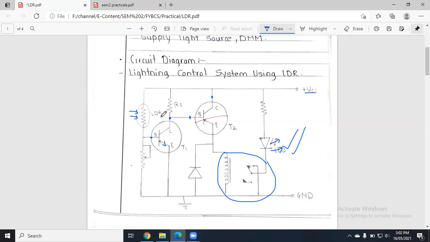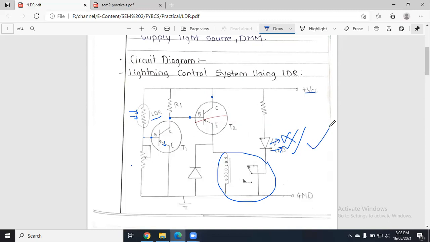Correct. So this is your LDR, and we are studying that only. Whenever the light intensity changes, it will work according to that. If there is sufficient light, it will turn off the LED. If there is very low light or insufficient light, it will turn on the LED. This is the light control.